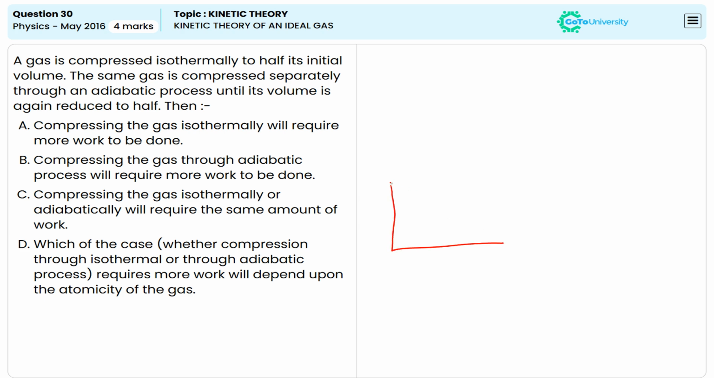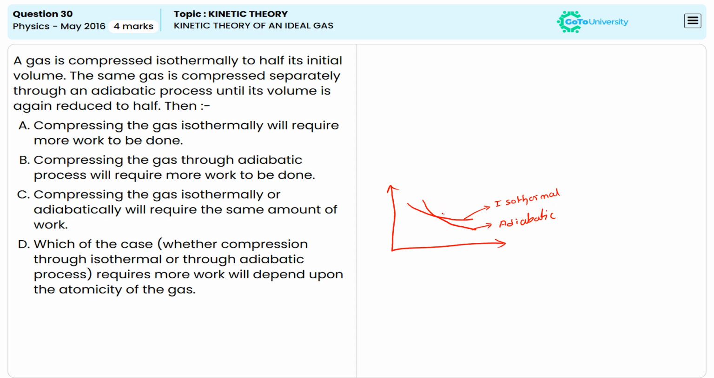This is the PV diagram. If I draw the curve, this one, this is the curve of isothermal curve. Here T is equal to constant. And this is the curve for adiabatic curve where PV to the power of gamma is equal to constant.